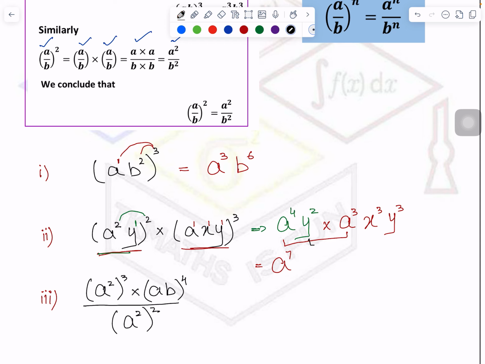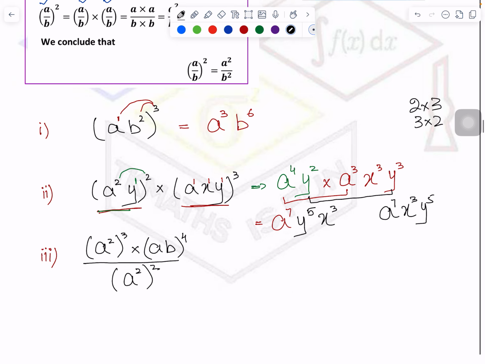Then let's see y. Base is same, powers are different. So again powers will add up. 2 plus 3 is 5. x is only one time, so let it be here as it is. You can write it in any order, by the way. I can write it a power 7, x power 3, y power 5. Any one first you can write. It is just like when you do 2 times 3 or 3 times 2, it doesn't make any difference. Right? Now the last one.